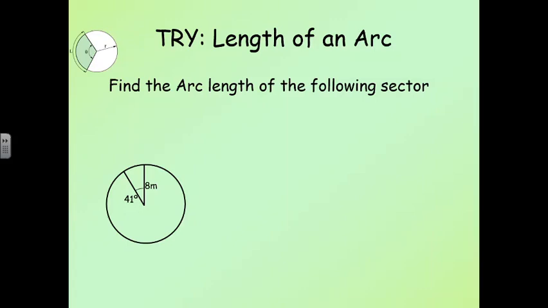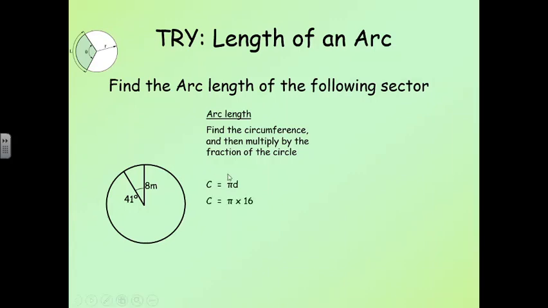Okay, so if we look at this, again, we want the arc length. Now that is this length right here of this tiny little sector. So this little arc there. We need to find the circumference and then multiply it by the fraction of the circle. So circumference is pi times diameter. My diameter in this case is 16. It's 2 lots of the 8. So we get 50.27 and so on.